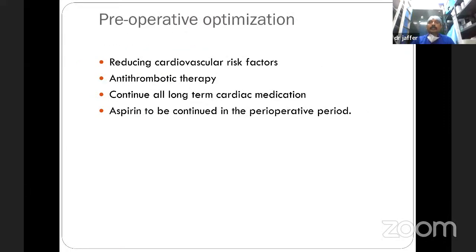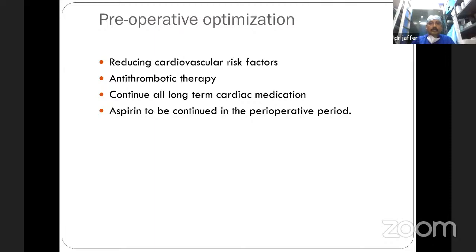So coming to the optimization, it would be ideal to reduce the cardiovascular risk factors. The cardiovascular risk factors would be addressed by cessation of smoking and control of hyperlipidemia, so we can start statins. The patient can be started on dual antiplatelets or simply on Ecosprin also. Then the patient will usually be hypertensive, so antihypertensive medications are to be started. And the patient will also be diabetic, so control of the blood sugar is also very important.